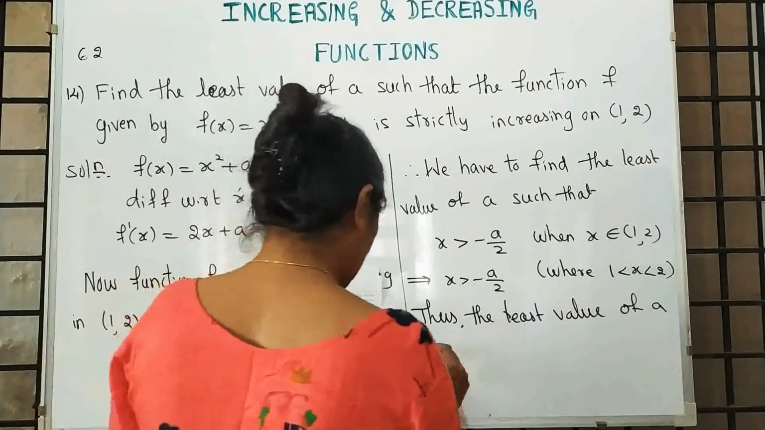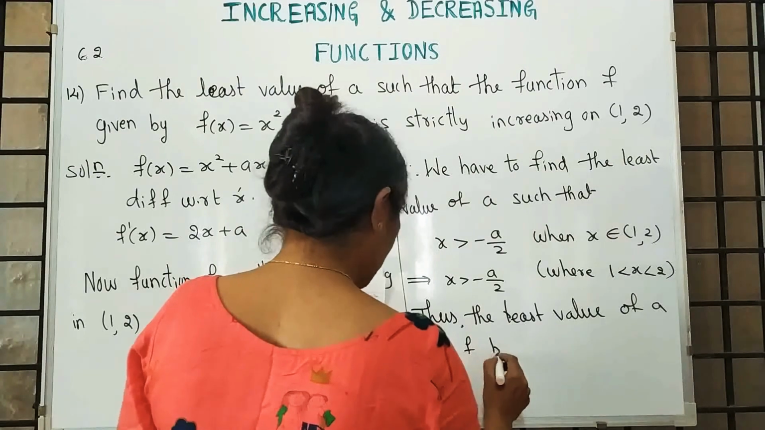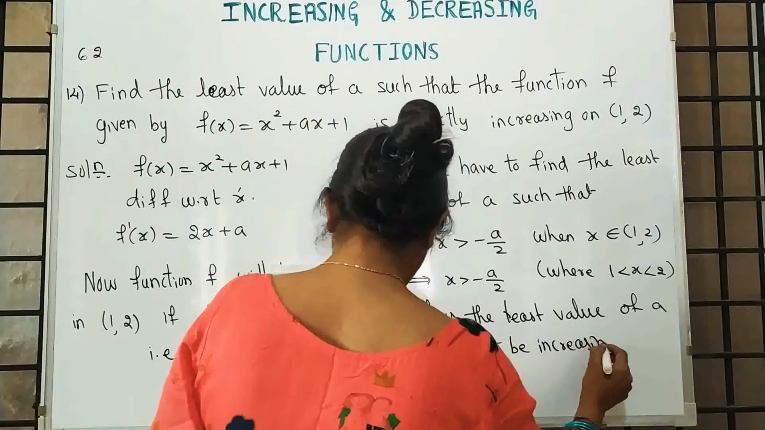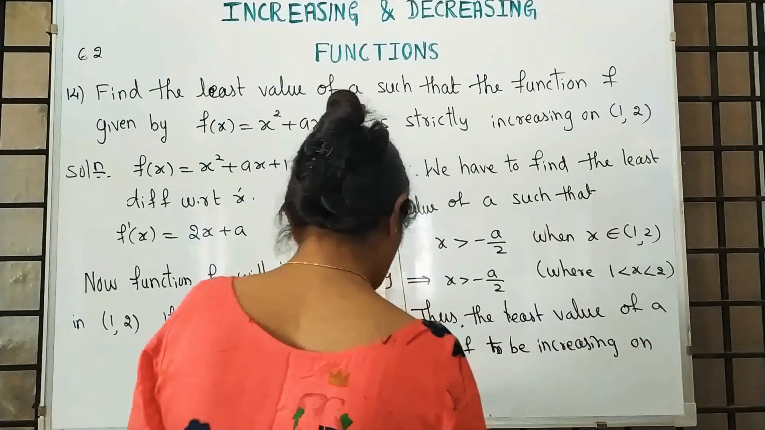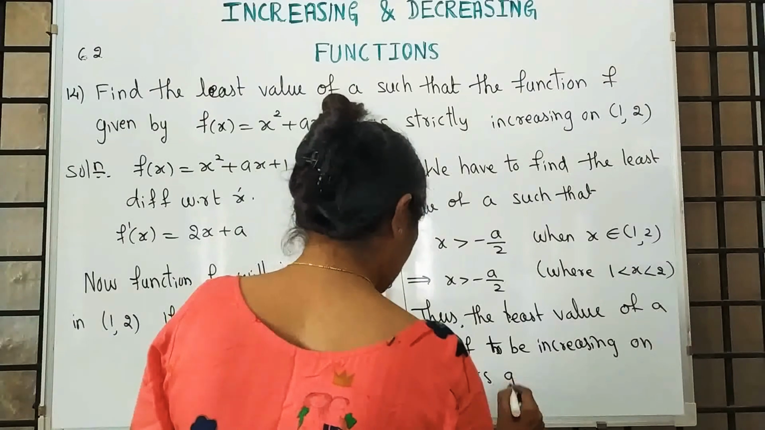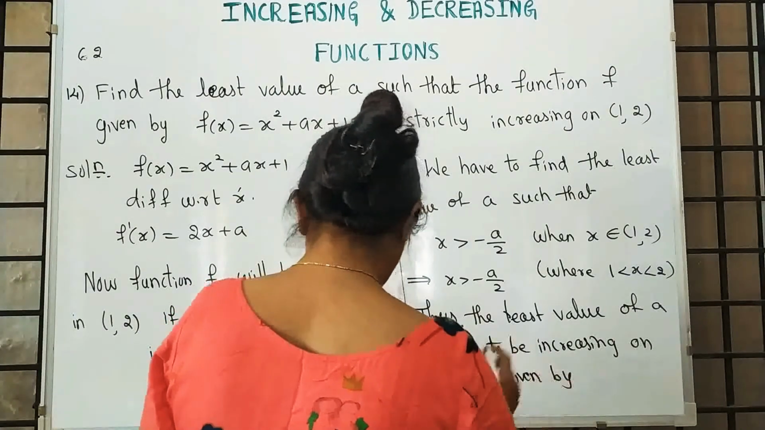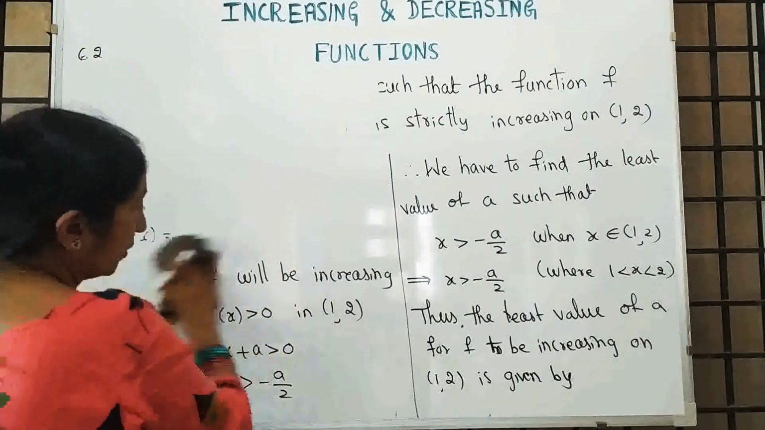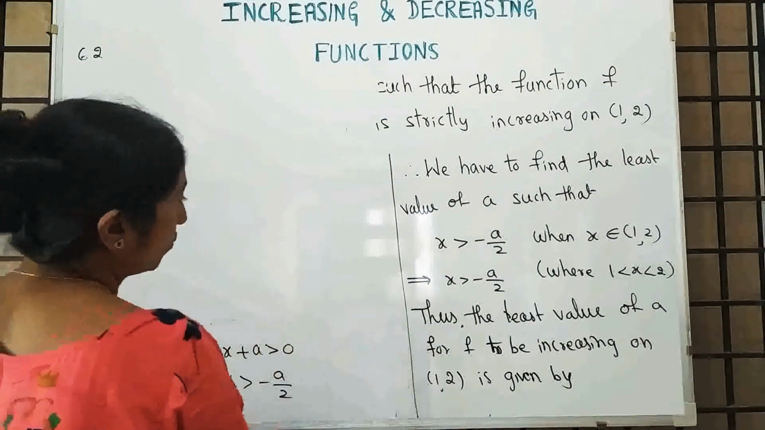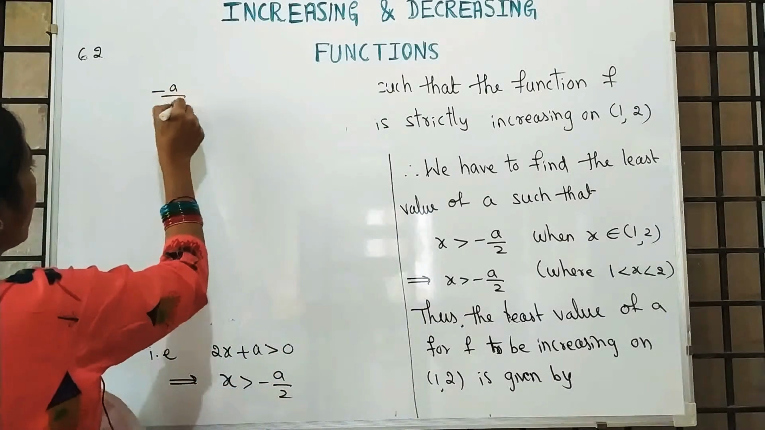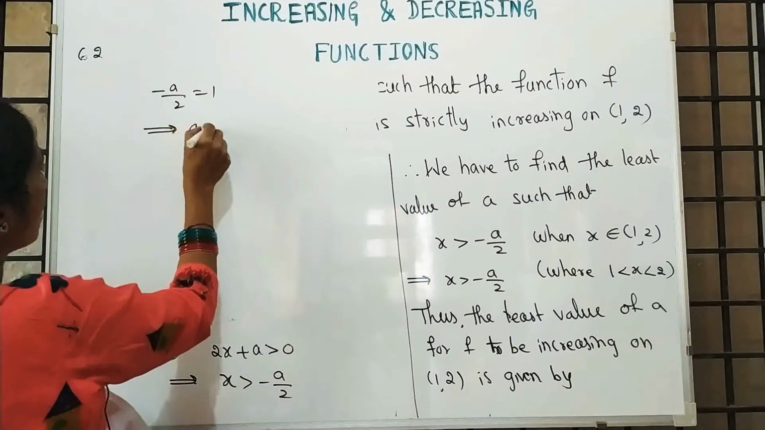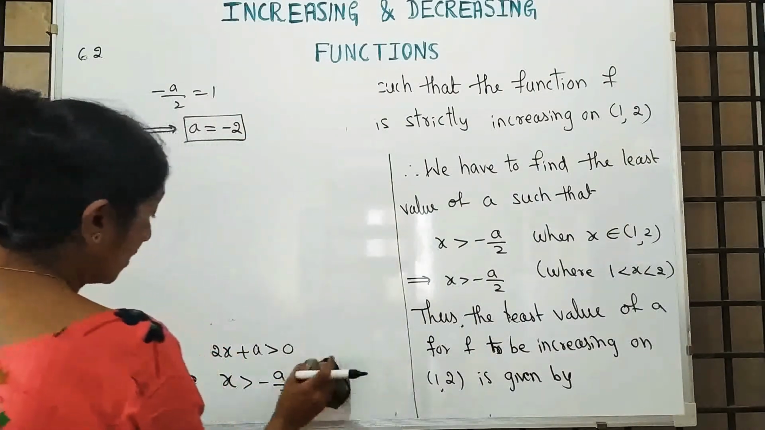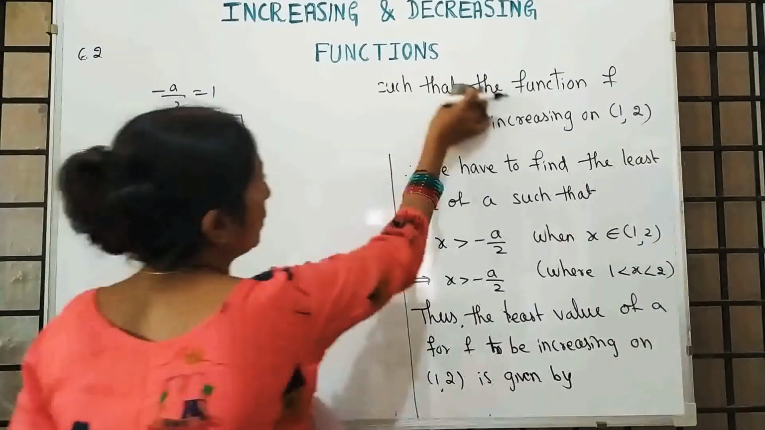For f to be increasing on 1, 2 is given by minus a by 2. Write down that value. Minus a by 2 is equal to 1. Then what is a? a is equal to minus 2. So a is minus 2, which is the least value. If you write that a value in the function, it is strictly increasing.